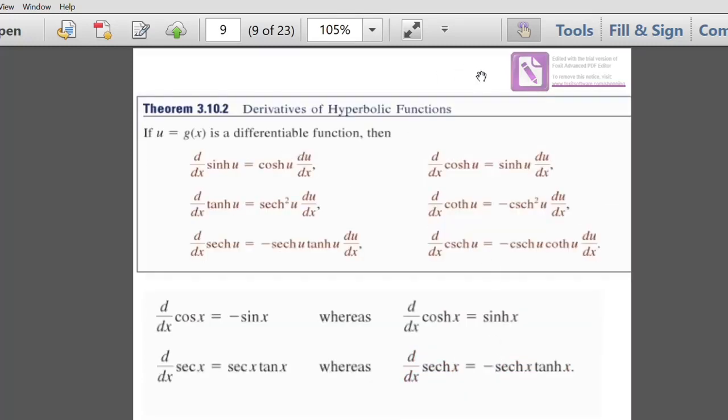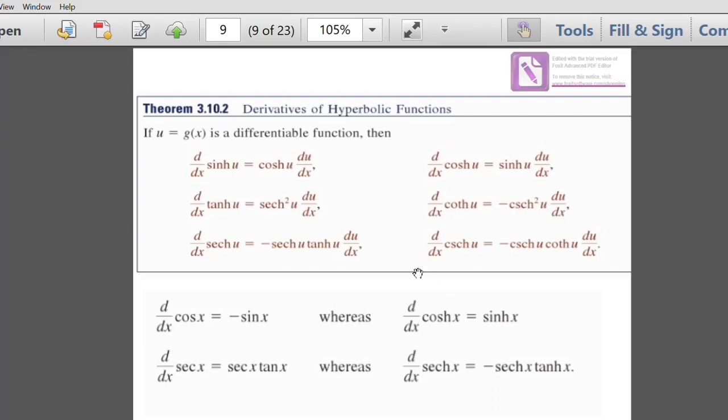So here for the derivative of hyperbolic functions, if u is equal to g of x, a differentiable function, then the derivative of sinh u is equal to cosh u multiplied by du over dx. Since our function is a function of u, and we differentiate with respect to x, we need to multiply by du over dx. Similarly, the derivative of hyperbolic tan u is hyperbolic sec square u multiplied by du over dx. The derivative of hyperbolic sec u is equal to minus hyperbolic sec u multiplied by hyperbolic tan of u. The derivative of cosh of u will be sinh of u. The derivative of hyperbolic cot of u will be minus hyperbolic cosecant square of u multiplied by du over dx, and so on.